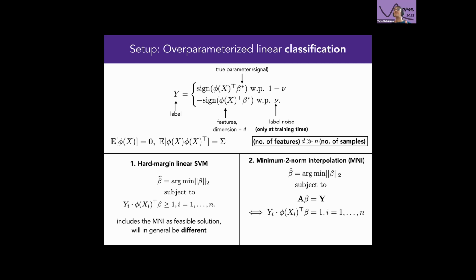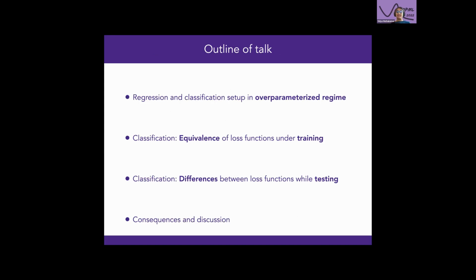Just to mention a few other differences between these two types of solutions, notice that the MNI, in fact, has a closed form expression. This is a fact that is used in a lot of the overparameterized regression analyses. On the other hand, the SVM does not, in general, have a closed form expression. So with that basic setup, in the first part of this talk we are going to directly compare these two seemingly very different types of solutions, and we're going to see some consequences for the choice of loss function used under training.